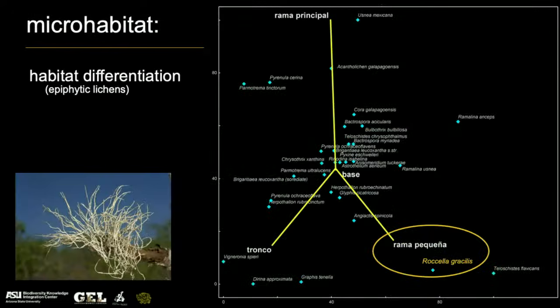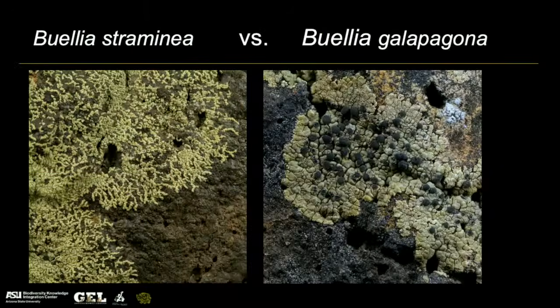And then I can analyze this data and come up with some profiles, and I can say that this species here, Roxella gracilis, typically grows on small branches. Well, excuse my French or my Spanish. That was done for a talk in South America. Anyway, I can come up with these profiles for these lichens. So these are two endemic species of Uellia.